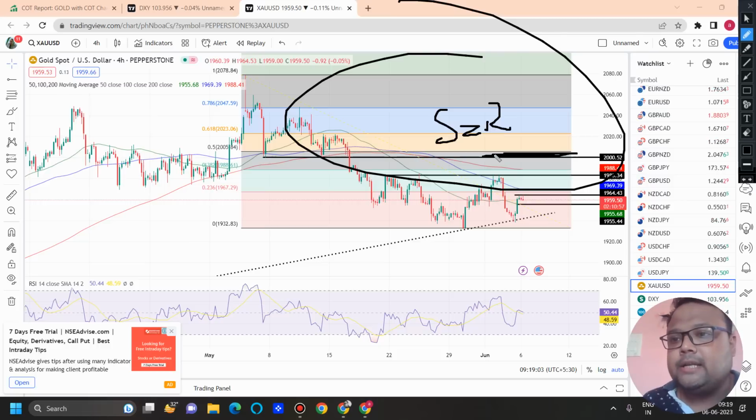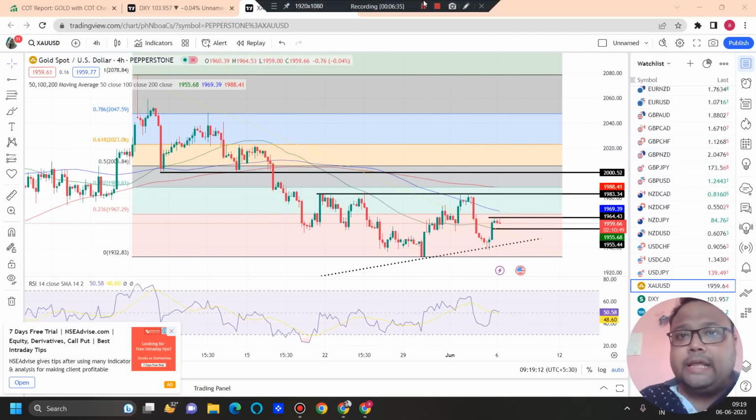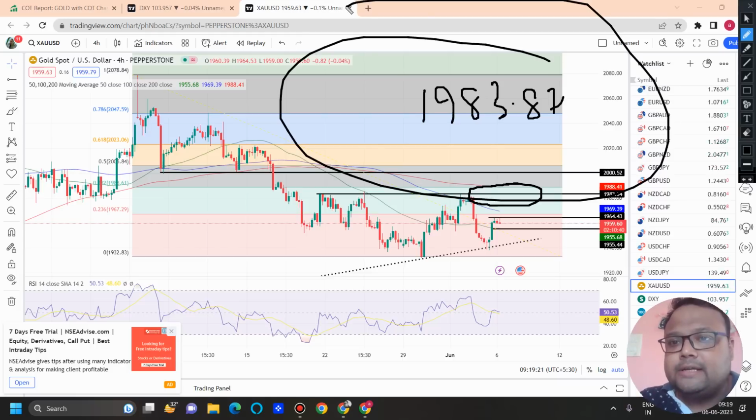But right now gold is trading at 1959, far away from the 1999 to 2000 level. So in that case, our main focus should be on the immediate levels. The next immediate level on the chart of gold is around 1983 to 1987. This is the next reliable resistance, because this is the level the market has been struggling to cross for the last couple of days. Whenever the market has tried to cross this level, it has failed to do so.